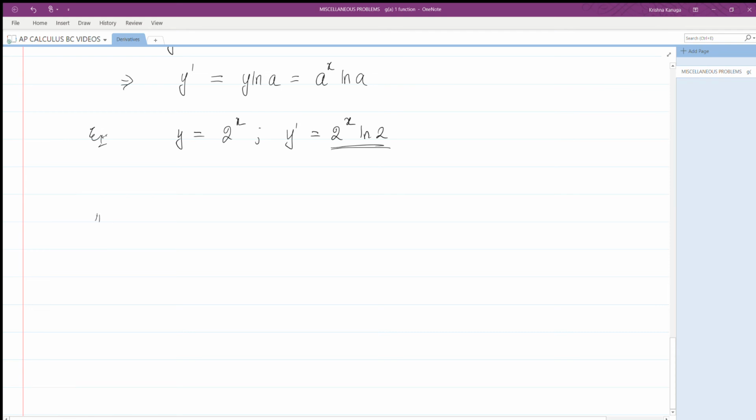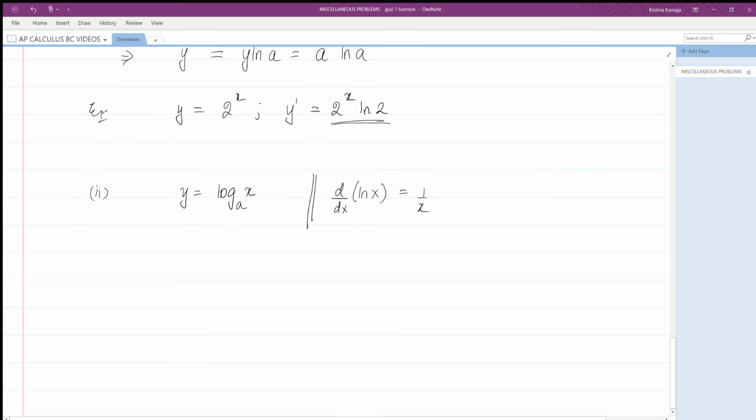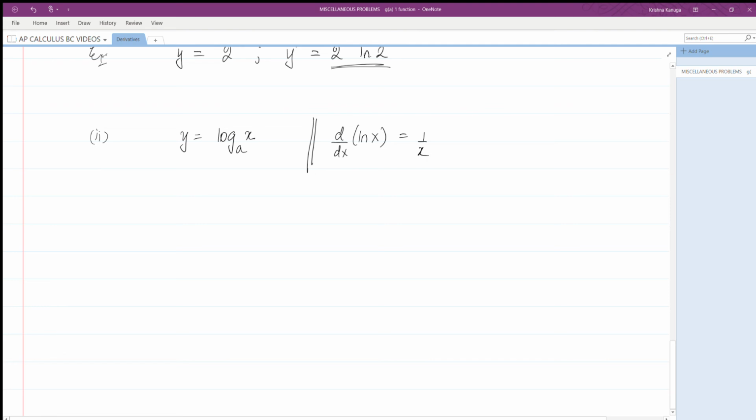Let us tackle now the derivative of log of x to some base other than e. We already know the answer to this one. We know what d by dx of ln of x is. We know that this is simply equal to 1 divided by x. However, when the base is something else, what do you do?